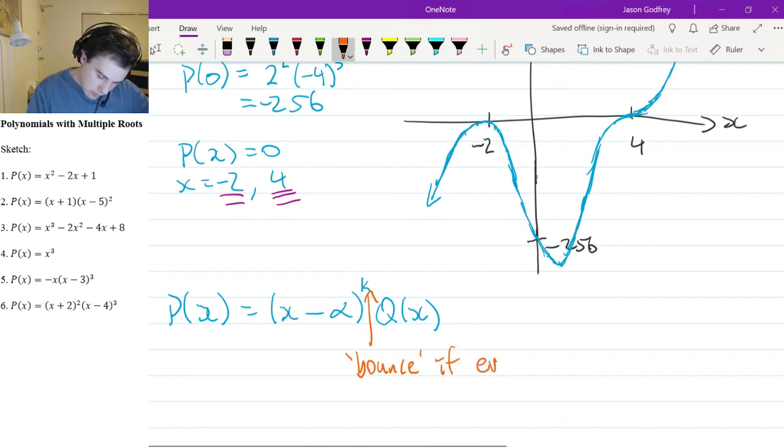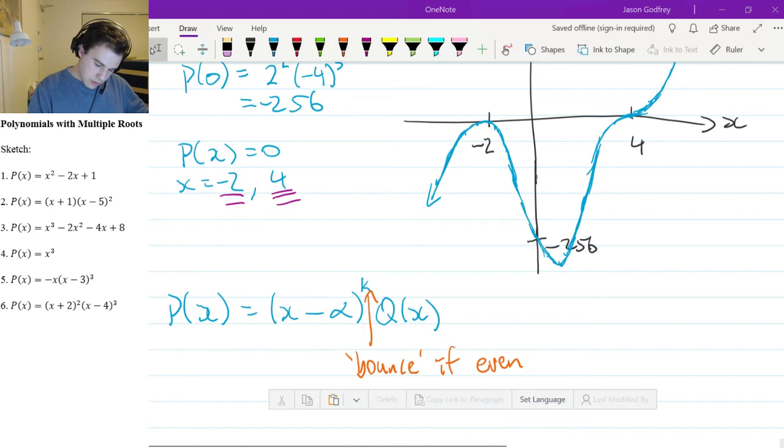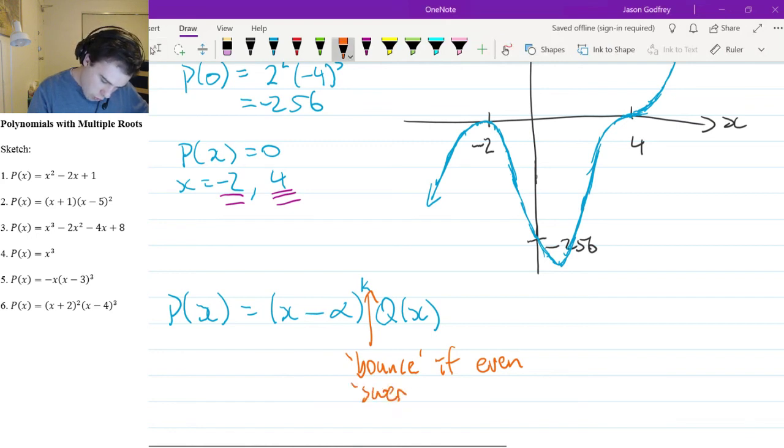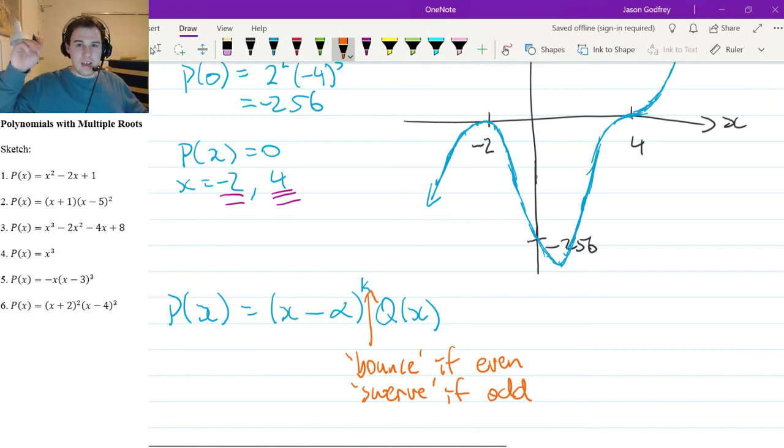if it's even. So just like if it was x minus 5 to the 6, it'd do just like the parabola. It would bounce off, and it would do the, I don't know what you want to call the little swervy thing. It'll do a swerve if it's odd, right? So just like the cubic, if it was x minus 6 all to the power of 19, then at x equals 6, at that root, it would do a swerve like that.